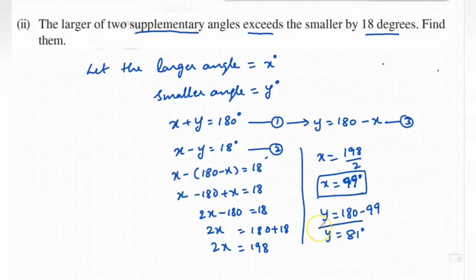So this is angle y. You got angle x as 99, angle y as 81 degrees. So these are the two supplementary angles. If you add, you will get 180 definitely, 99 plus 81. And if you subtract, you get 18. So this is the answer for the second one. Let us see the third one now.